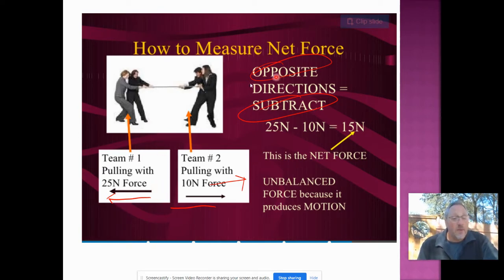All right, so if the forces are opposite, like this guy's pulling to the left, this guy's pulling to the right, and there's 25 to the left, 10 newtons to the right, 25 is more powerful. It's stronger. So you'd have to take away from each other. So 25 newtons minus 10 newtons equals 15 newtons. That is the net force. Is it balanced or unbalanced? It's unbalanced because they are moving.